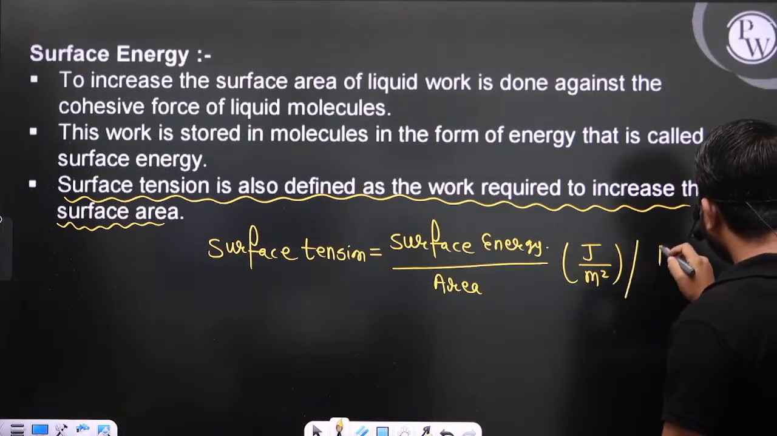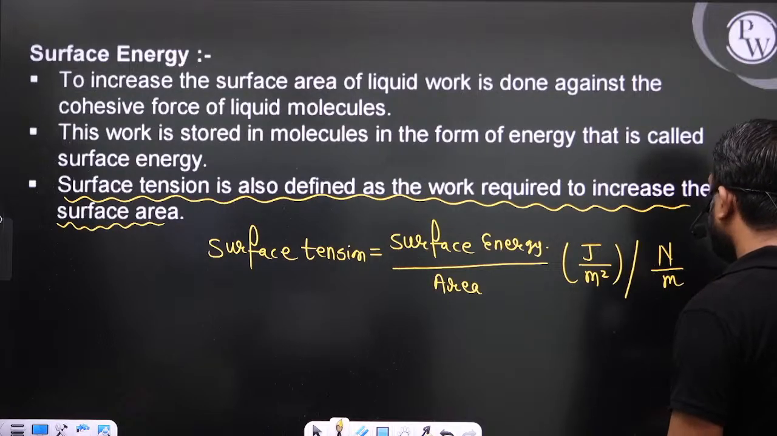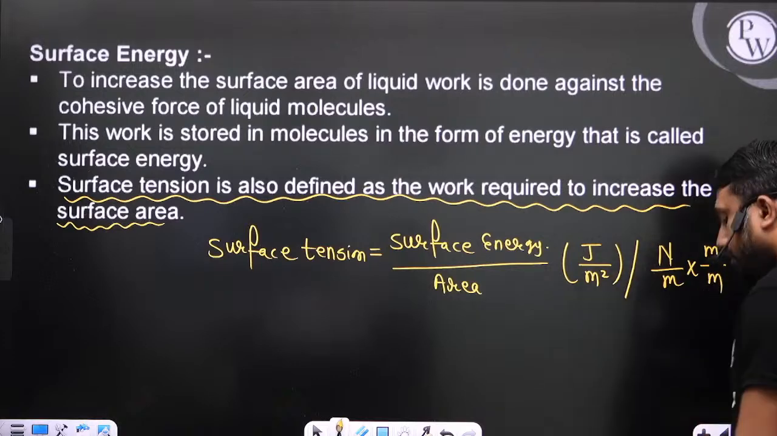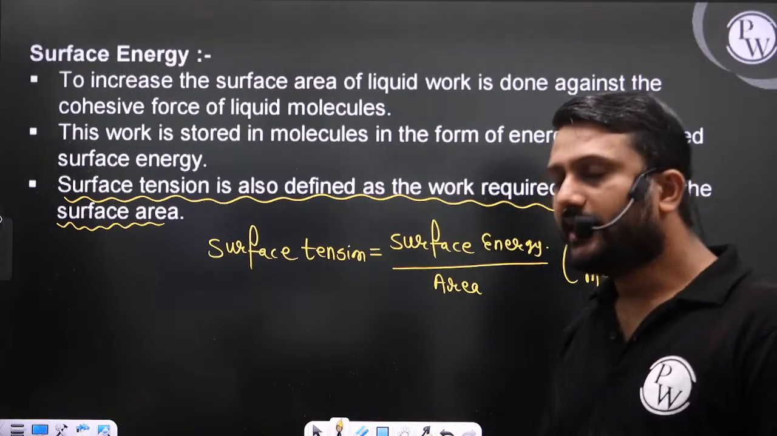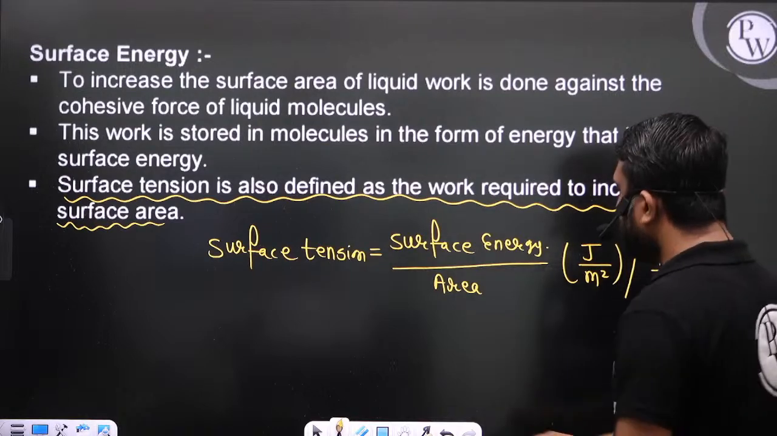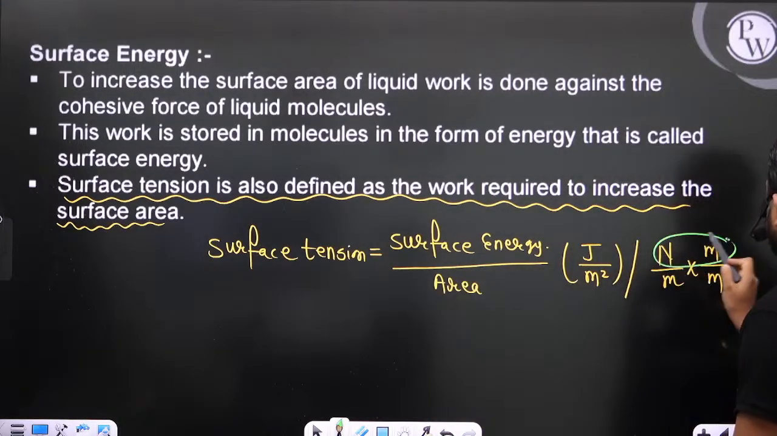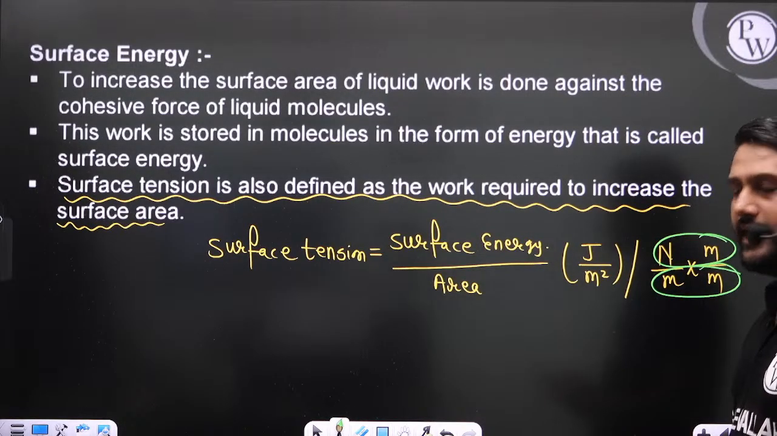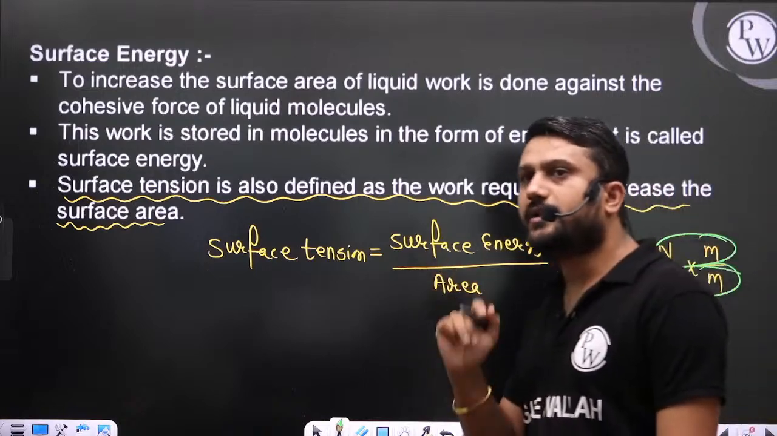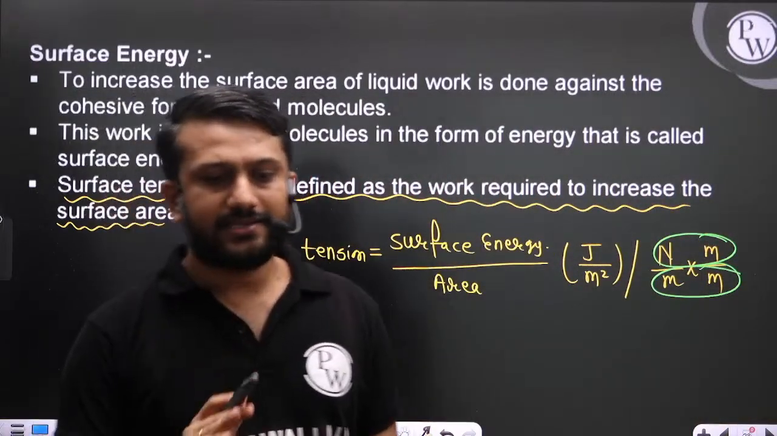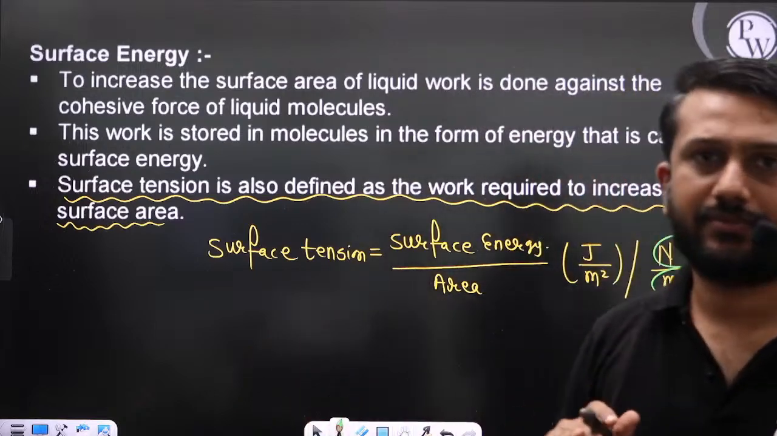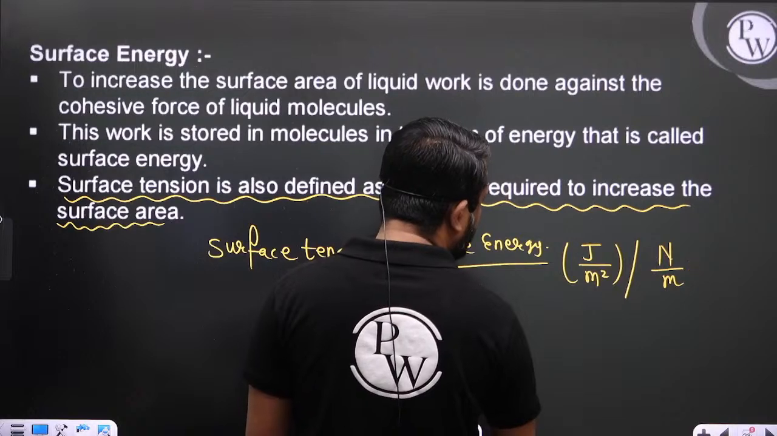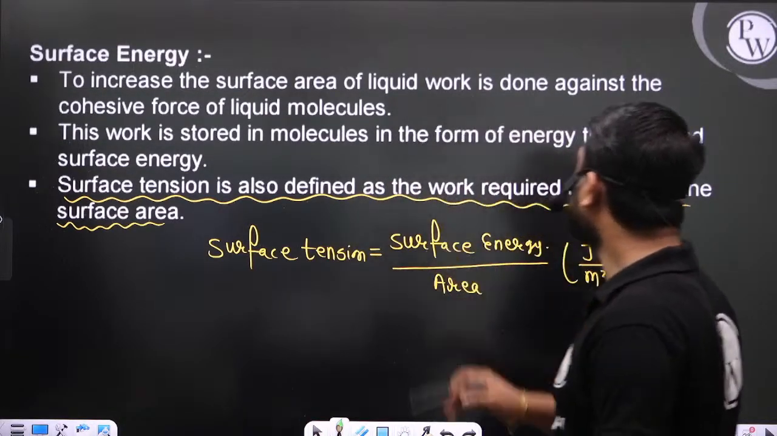So it is Newton per meter only. If you multiply with meter in the numerator and denominator, Newton meter is nothing but the joule, and meter multiplied by meter is the meter square. So joule per meter square is nothing but Newton per meter only. So we can define surface tension in this form also, surface energy per unit area.